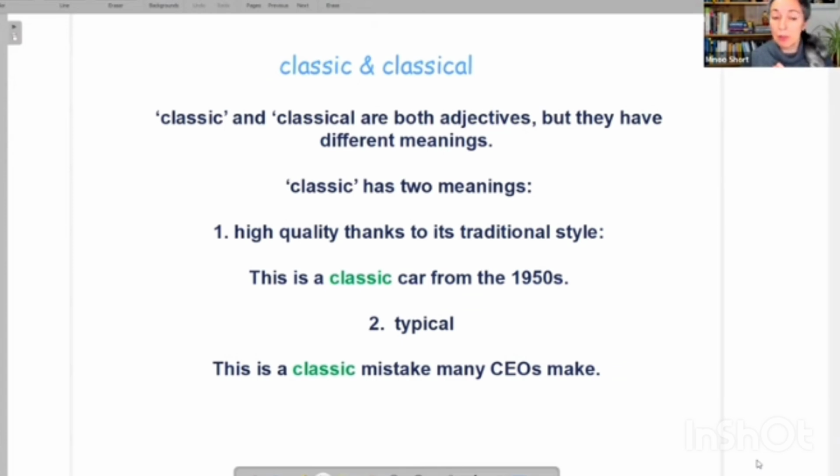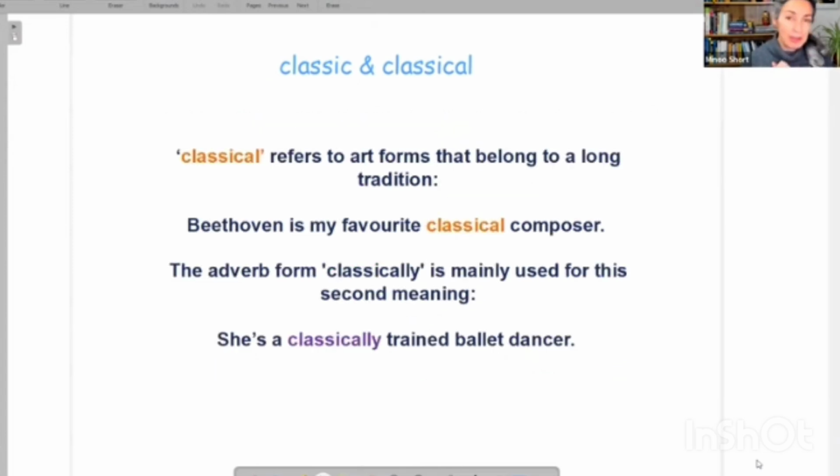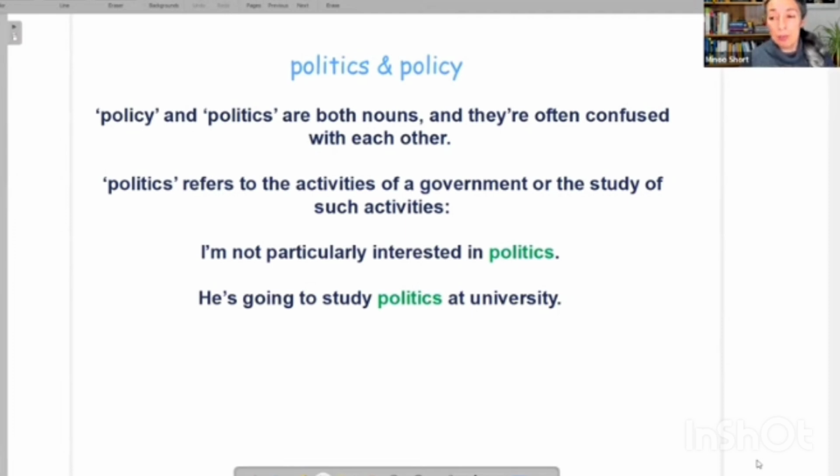Now, let's look at classical. Classical refers to art forms that belong to a long tradition. For example, Beethoven is my favorite classical composer. There is an adverb, classically, but it is again mainly used for this second meaning. The example is she's a classically trained ballet dancer. Okay, let's look at the last pair. Lots of mistakes here I notice from many different students, so let's be very careful with these two words.